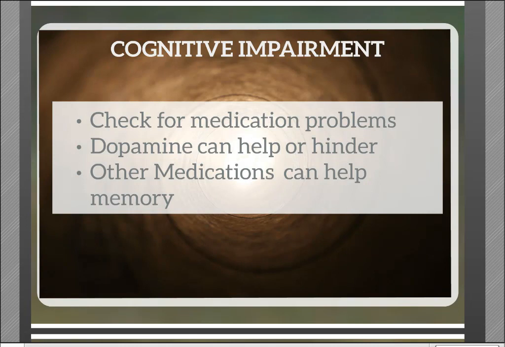Memory problems. We usually do a multi-pronged approach when people complain of memory problems. First, we see, are there things that they are taking that could make the problem worse? We look and see, are they undertreated or overtreated with dopamine, because both can contribute to memory problems. And then sometimes people need treatments that can help the memory problems.